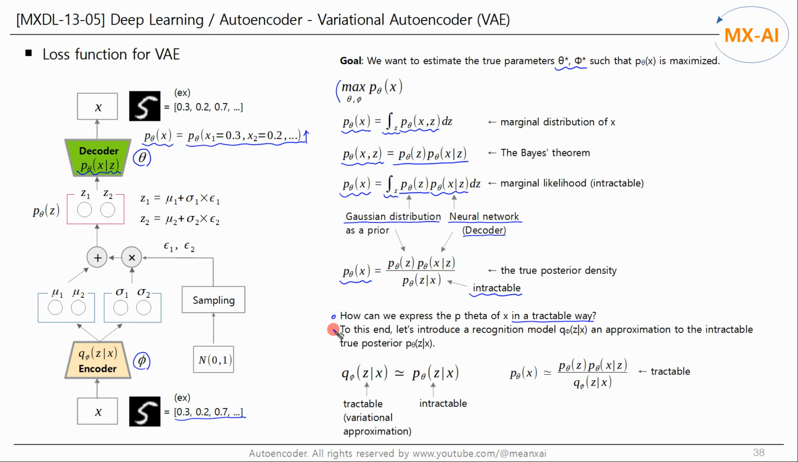To this end, let's introduce a recognition model, the probability q phi z given x, an approximation to the intractable true posterior, the probability p theta z given x. The probability q phi z given x is an encoder model. The right-hand side is intractable, but the left-hand side becomes tractable if we use an encoder. Then we can express the p theta of x in a tractable way.